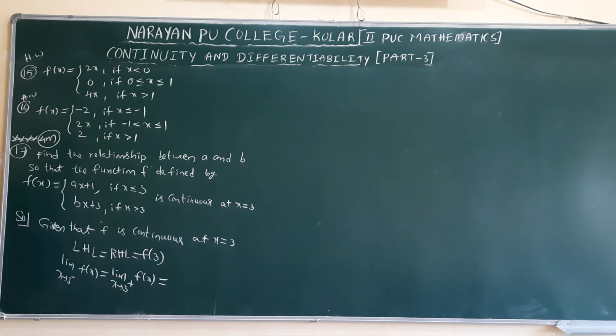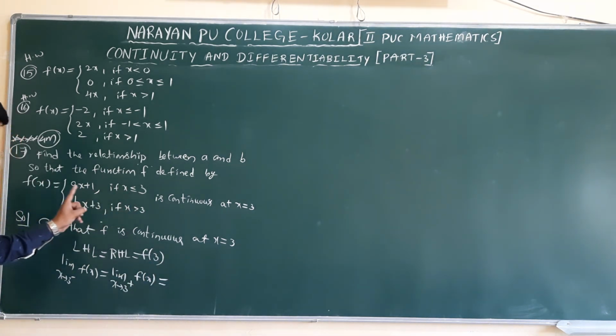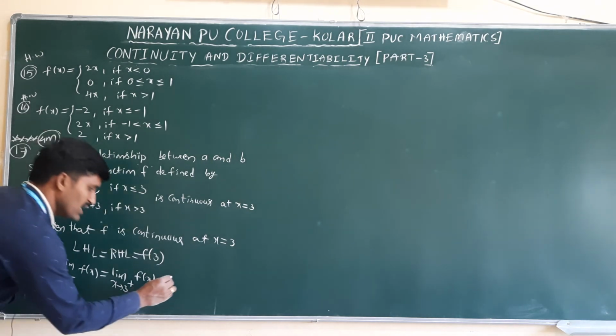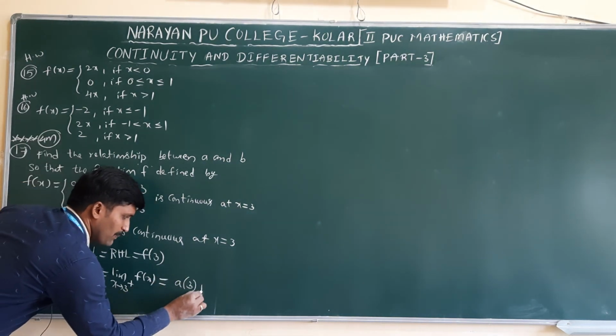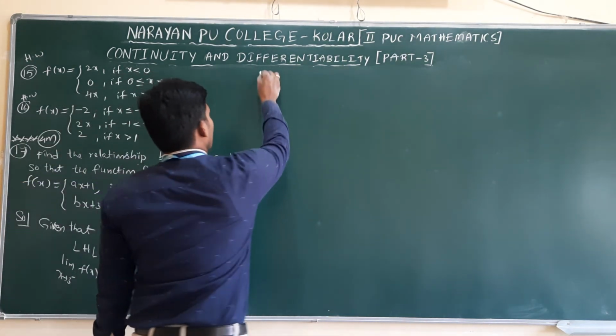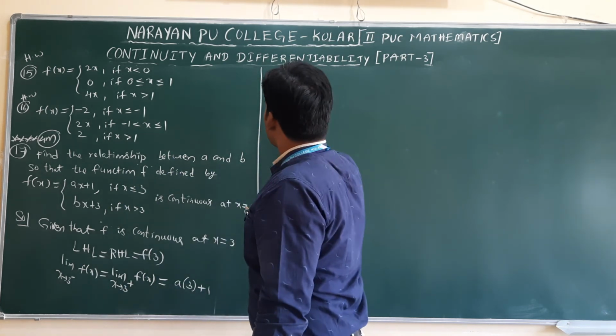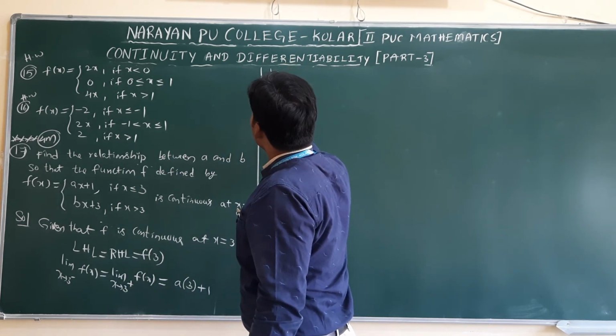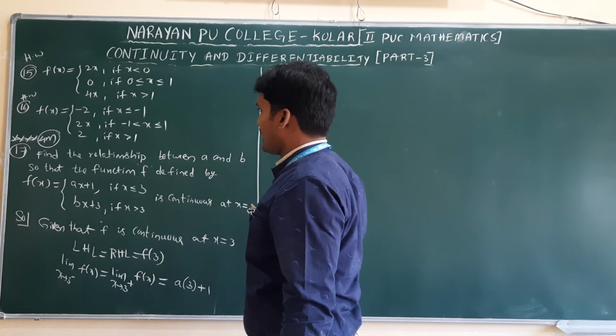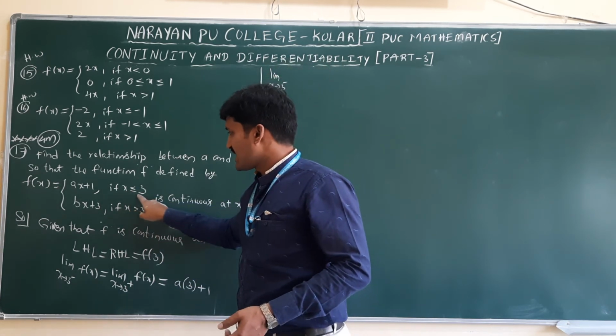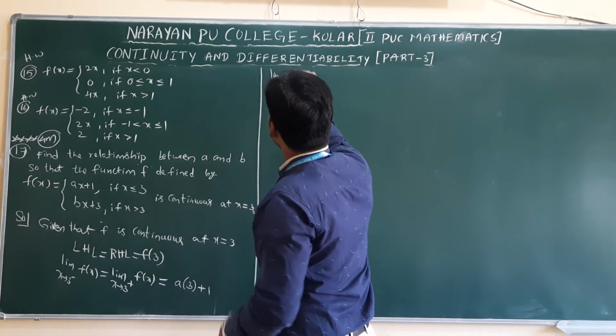f of 3 means what? At x equal to 3, what is the function? ax plus 1. That is a into 3 plus 1. Now substitute the function here. Limit x tends to 3 minus means x is less than 3. Less than 3, what is the function? ax plus 1.